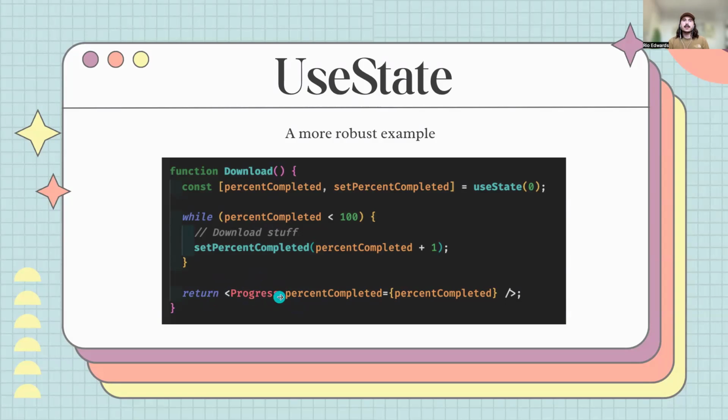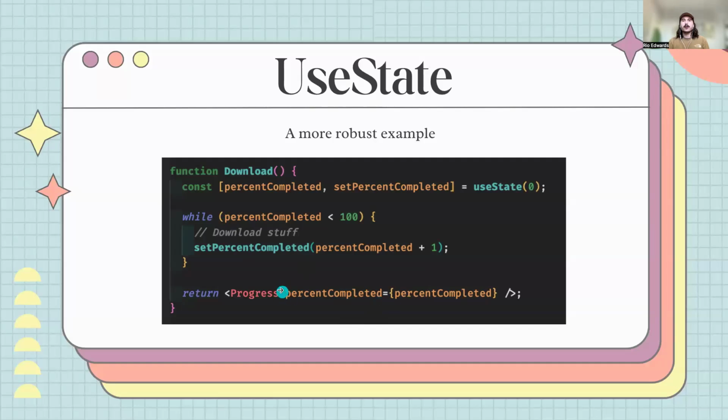So progress is taking a prop. I have percent completed here twice. The first one is the name of the prop that we're going to access in progress. The second one is the value of that. It's kind of like if we were to have a function where our function can have a parameter, and then when you're calling the function, you have an argument that you're passing in, and the argument might have a different name from the parameter.